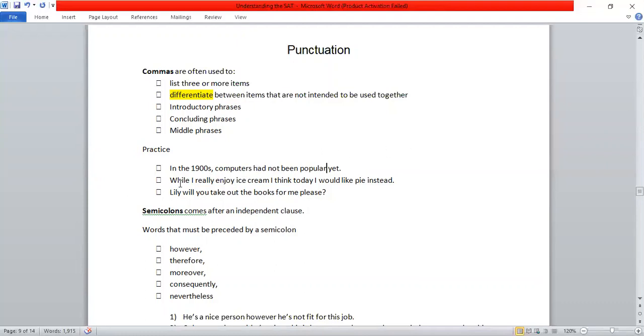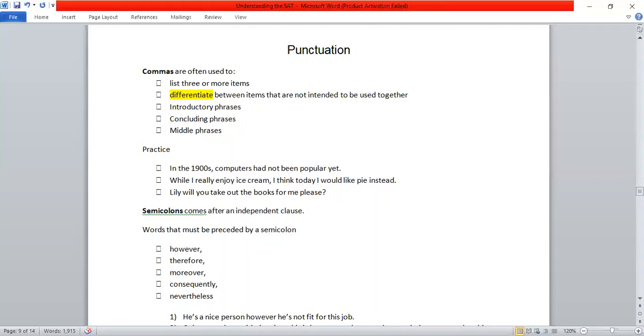Let's look at the next one. While I really enjoy ice cream, I think today I would like pie instead. I think today I would like pie instead is a complete sentence. While I really enjoy ice cream, it's not a complete sentence. So you connect it with a comma. While I really enjoy ice cream, so that's the first part. That's the introductory phrase. Introduction to the next part of the sentence, of what information you are going to give.